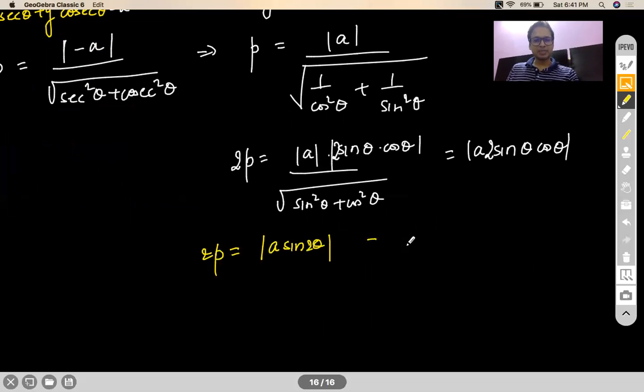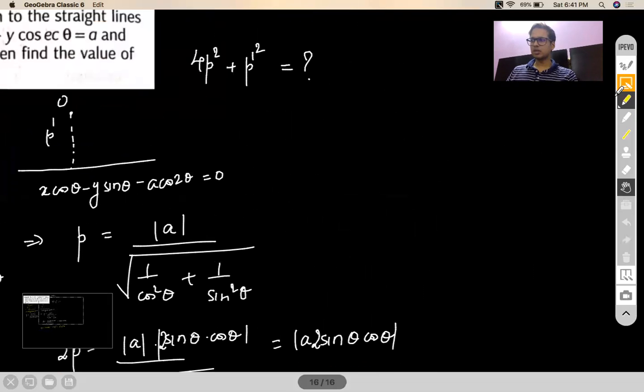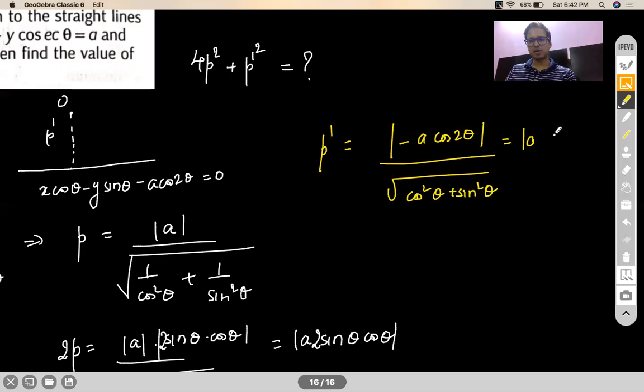Now in my expression, I need 4p square. So when you square it, it gives you a square sine square 2 theta. Okay. Similarly, let us figure out what is p dash. So p dash would be mod of negative a cos 2 theta by under root of cos square theta plus sine square theta. That's 1 anyways. So that's mod a cos 2 theta again. So p dash square would be a square cos square 2 theta.